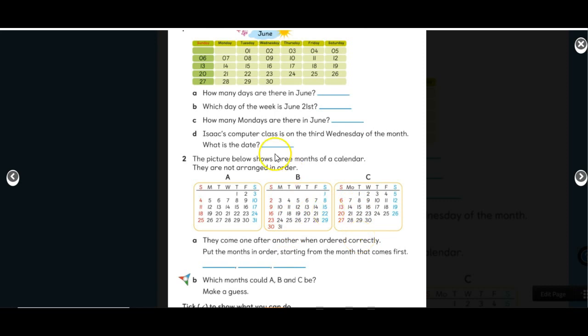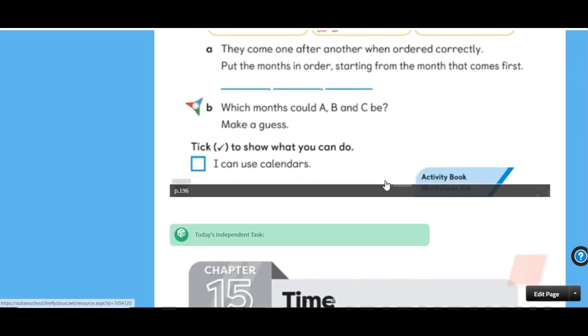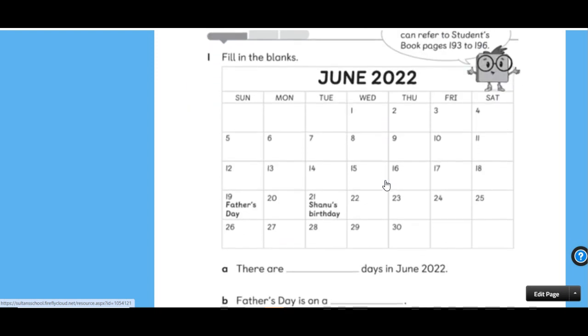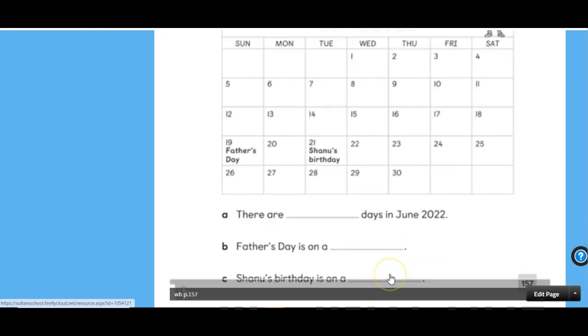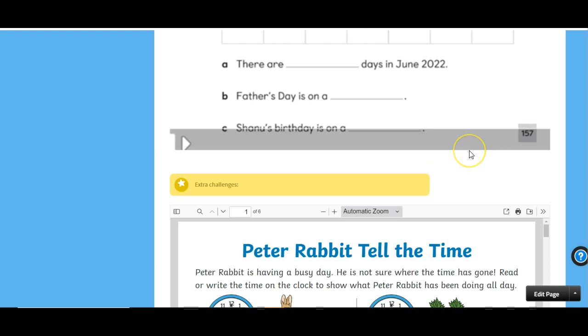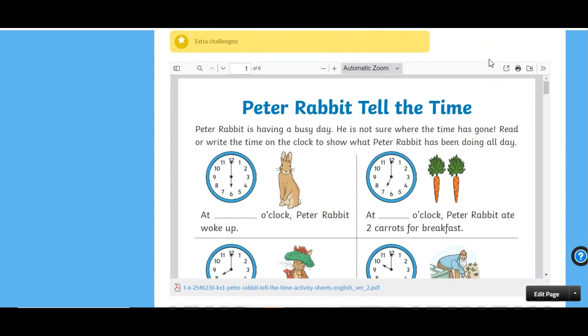Okay, you can go ahead and figure it out. All right, so you can complete the rest of the questions and try the comprehension for June 2022. Right now, we are going to move on to telling time. Peter Rabbit, tell the time.